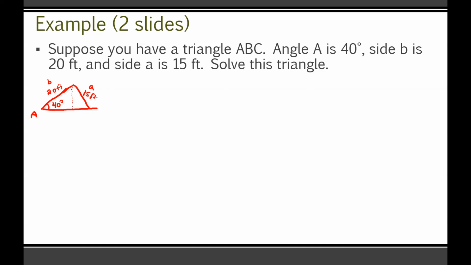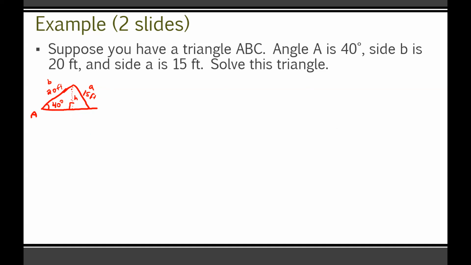Because we weren't given a picture and because it was an SSA triangle, it's very possible that we have no solutions. It's very possible that we have 2 solutions. Let's find out which one it is, right? So let's start by finding the height of this triangle. Notice when you draw the height of a triangle, you make a right angle.